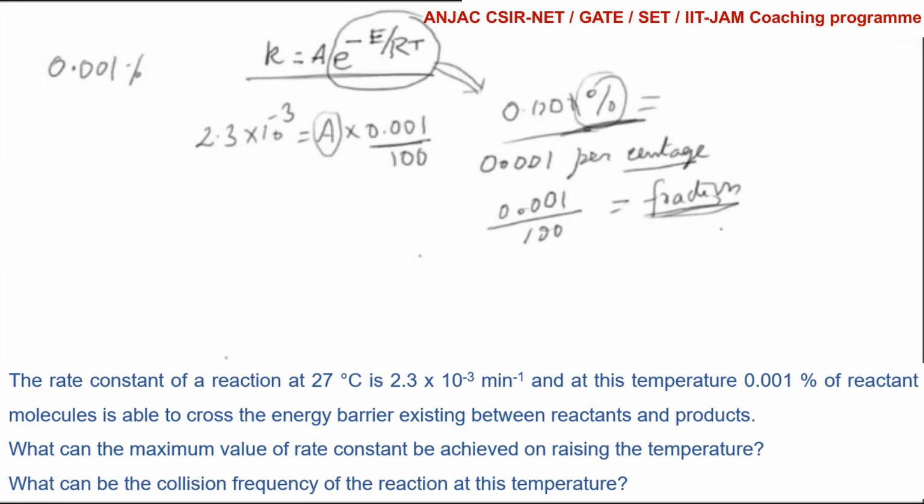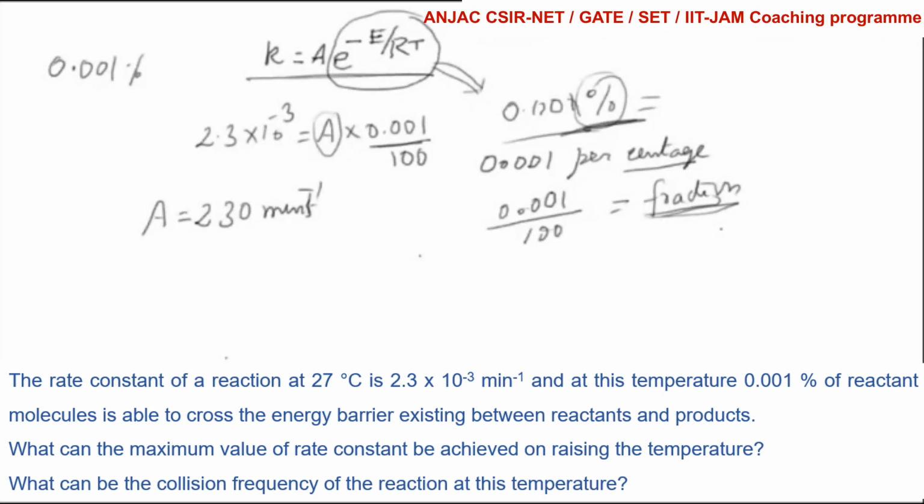And I have given one question already: what can the maximum value of the rate constant be on raising the temperature? That A is equal to 200, and what is the answer you obtain? 230 per minute, I think. How have you arrived at that? This and this multiplied. You can easily tell the value, 230 per minute.